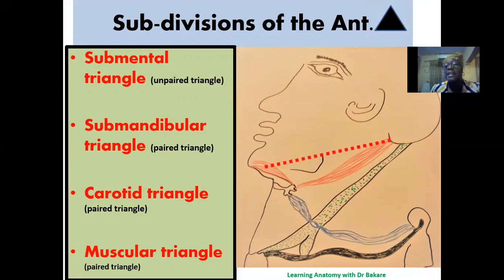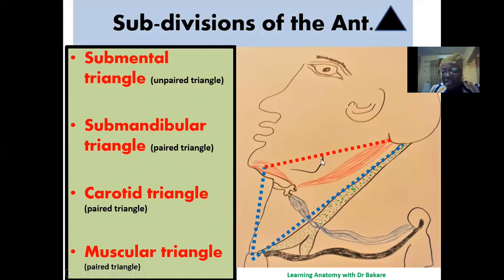Let's take it again. An imaginary line that is drawn from the symphysis menti to the mastoid process of the temporal bone. Then we have the anterior border of the sternocleidomastoid. Then finally, to complete the triangular space, we have the anterior midline plane of the neck. So this is the entire configuration of the anterior triangle. This is the digastric muscle. Then this is the superior belly of the omohyoid muscle.